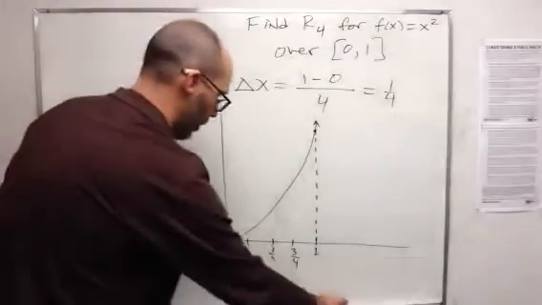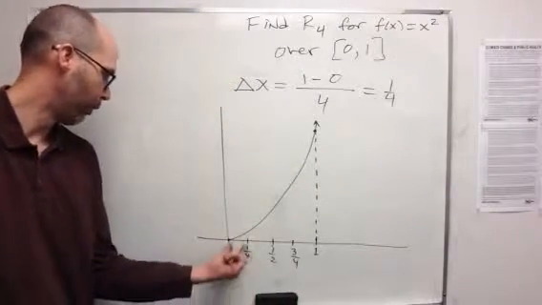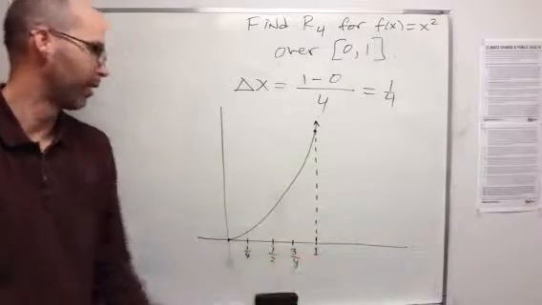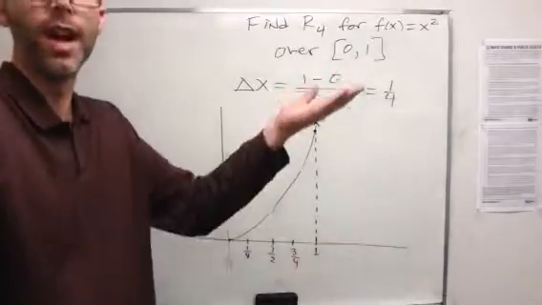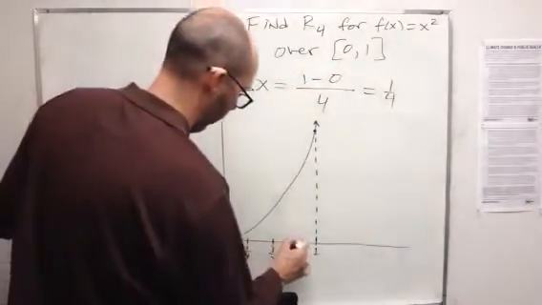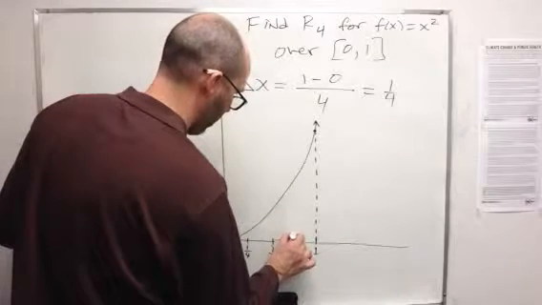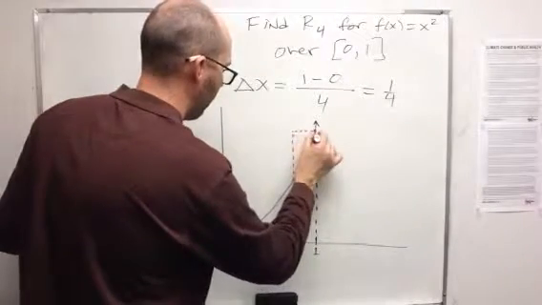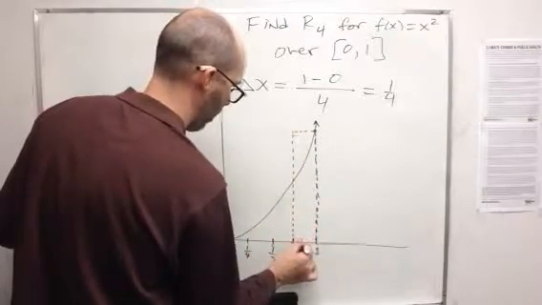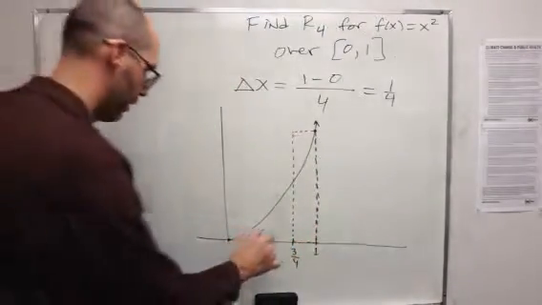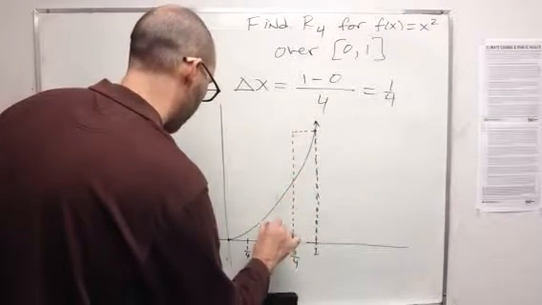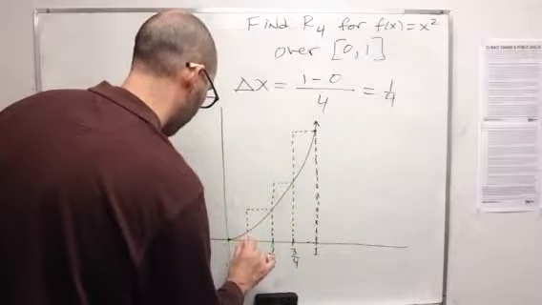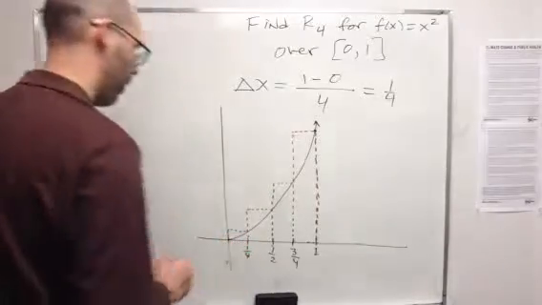Now we're using the rightmost endpoint. That's the 1/4 for this interval, the 1/2 for this interval, the 3/4 for this interval, and the 1 for that interval as the values that are going to tell us the height of our rectangles. We're going to use that rectangle, that rectangle, that rectangle, and that rectangle.